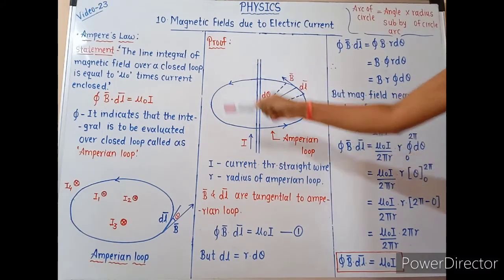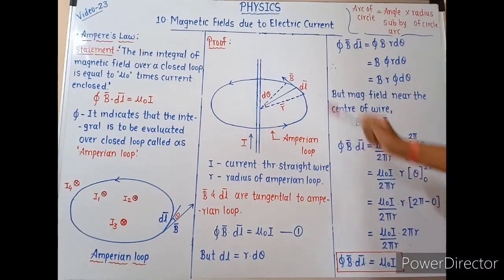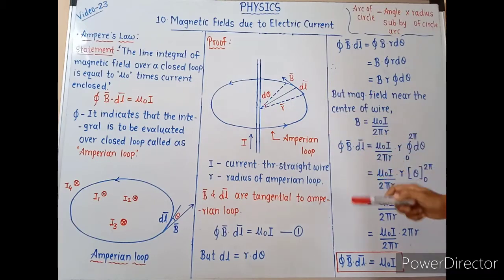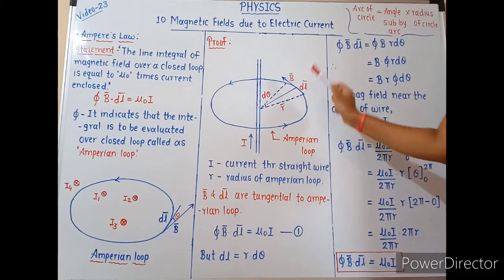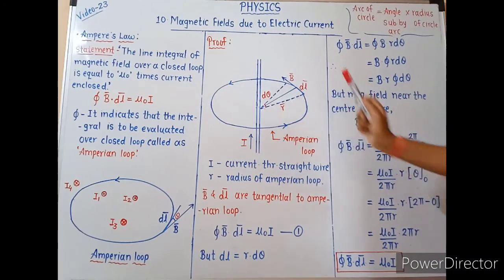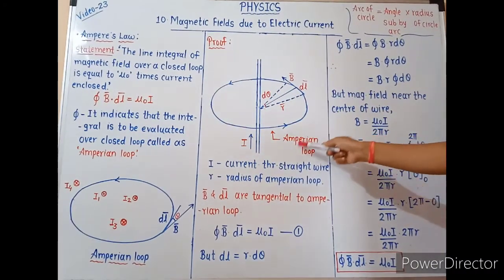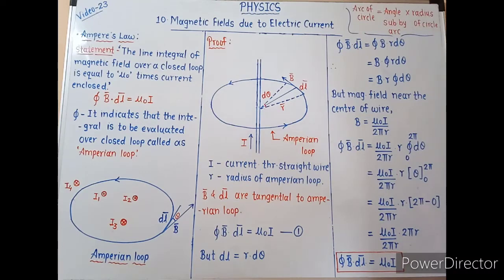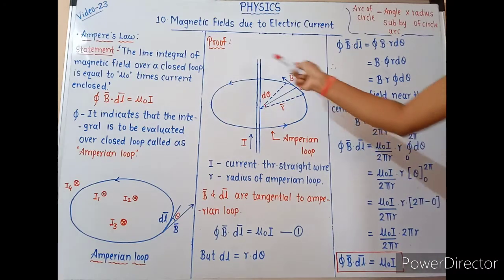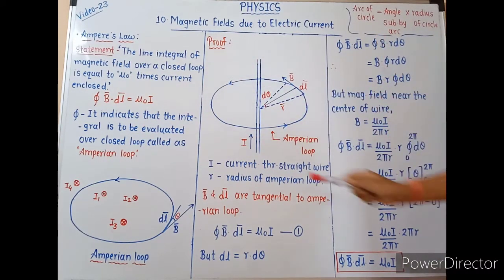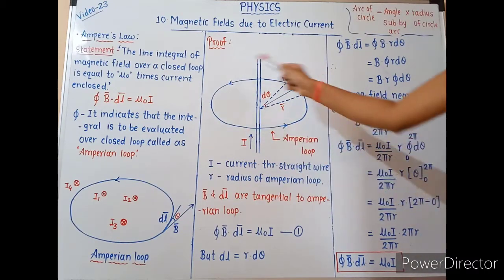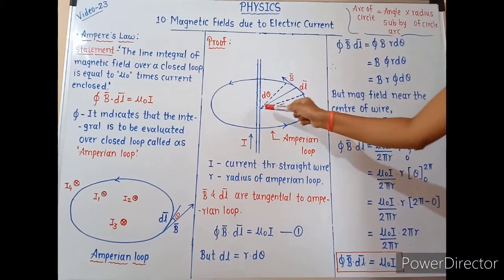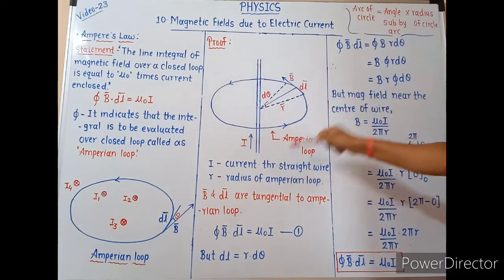This magnetic field B bar is in the form of concentric circles, and this is nothing but the Amperian loop, because Amperian loop means a circular closed loop. So this is the straight wire carrying a current I. This is the Amperian loop. R is the radius of this Amperian loop.